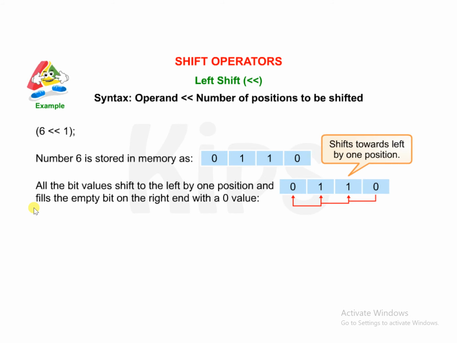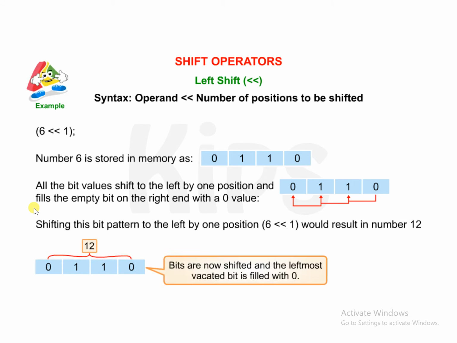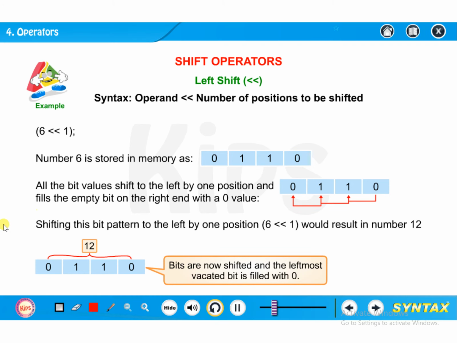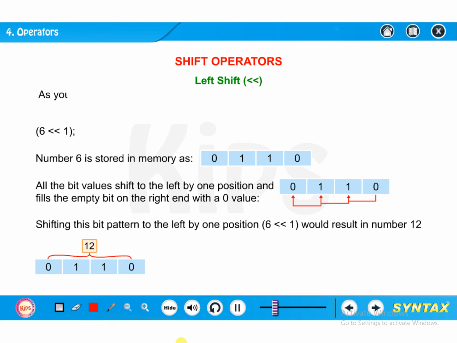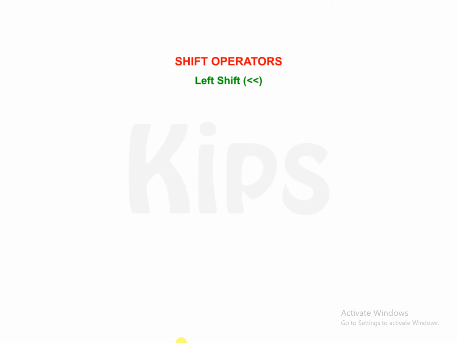0110. Shift towards left by one position. Shifting this bit pattern to the left by one position, 6 << 1 would result in number 12, which is 1100. The bits are now shifted and the vacated bit is filled with 0. As you can see, the digits have shifted to the left by one position and the last digit on the right is filled with a 0. You might also note that shifting left is equivalent to multiplication of any number by powers of 2. So 6 << 1 is equivalent to 6 into 2, that is 12. Similarly, 6 << 2 will result in 24.